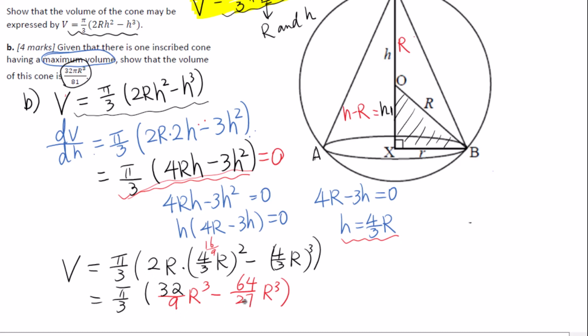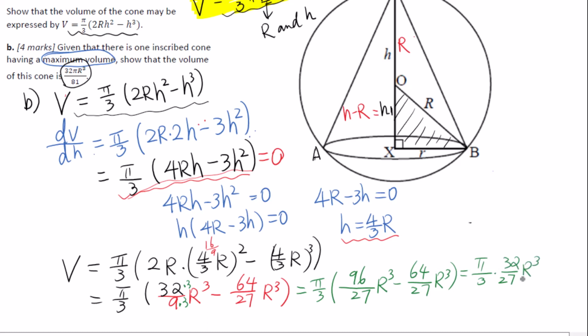We will make the same denominator. So we multiply by 3, multiply by 3. That equals pi over 3 (32 times 3, which is 96, over 27 R to the third power minus 64 over 27 R to the third power). So we get pi over 3 times, denominator is 27, 96 minus 64 will be 32 R to the third power. Simplify. 32 pi R to the third power over 81.